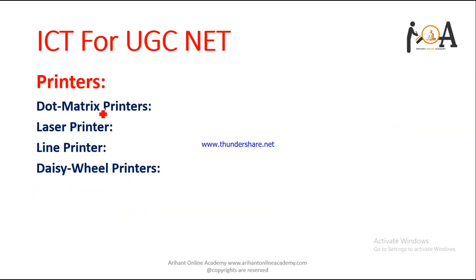Now there are various types of printers: dot matrix printers, laser printers, line printers, and decibel printers. The dot matrix printer is the earliest generation of printers. After that, laser printers came into existence. Laser printers print paper in much better quality than dot matrix printers, and they also print in less time. After that, the line printer came. A line printer basically prints the complete line in a single task, right?